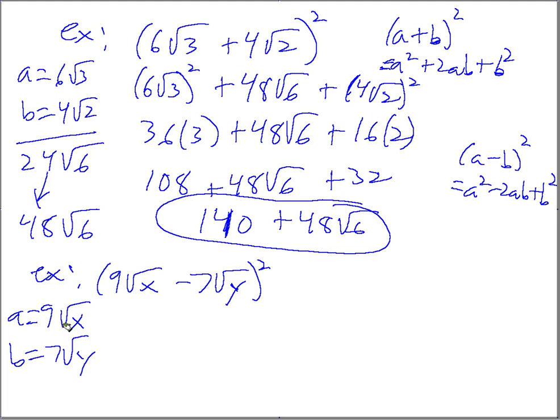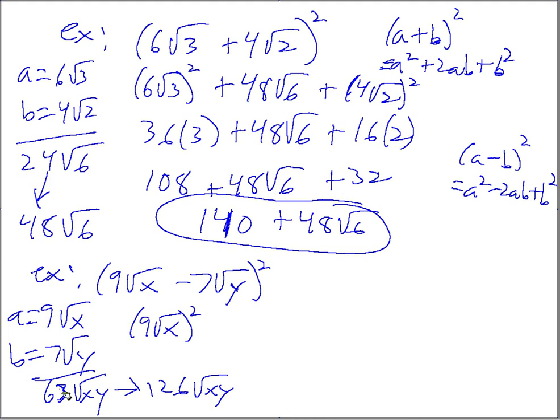So a squared is going to be 9 square root of x squared. Then 2ab, that's going to be 63. 9 times 7, square root of xy. I need to double the 63, so I get 126 square root of xy. Double the coefficient, the 63 only, not the xy. So that's the 2ab in the middle here.